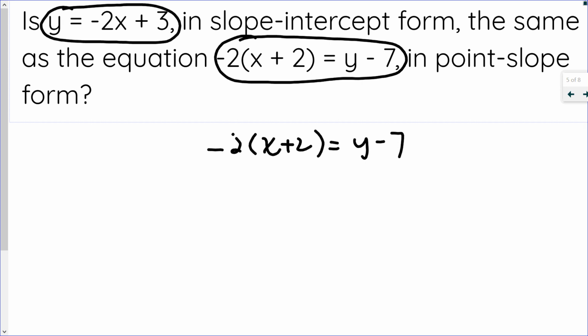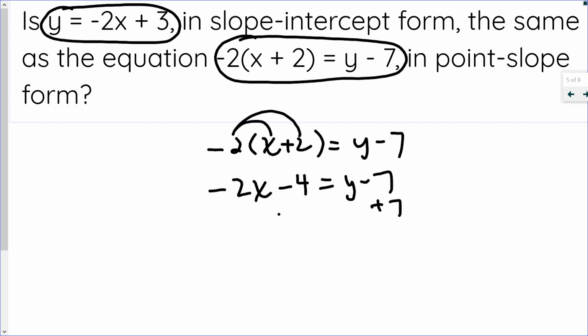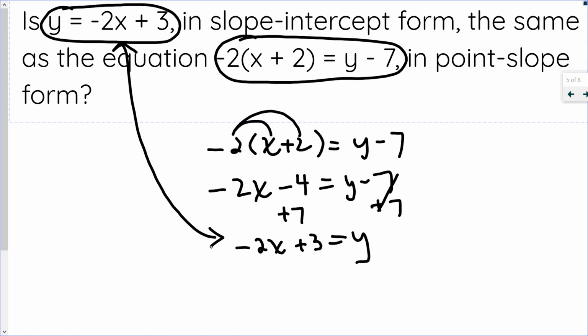So I need to get rid of my brackets. To do that, I'm going to apply the distributive property. So -2 times x, -2 times +2, equals y minus 7. Notice in slope-intercept form, the y is by itself. So I want to get y by itself. The inverse to subtracting 7 would be adding 7, and I do that to both sides. So that's gone. So I have -2x, -4, and 7 is 3, equals y. And you can see that these are equivalent. So they are the same thing. Since they're the same thing, I know that my point slope form works.